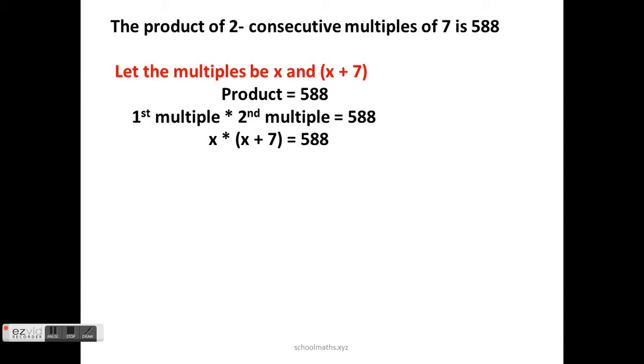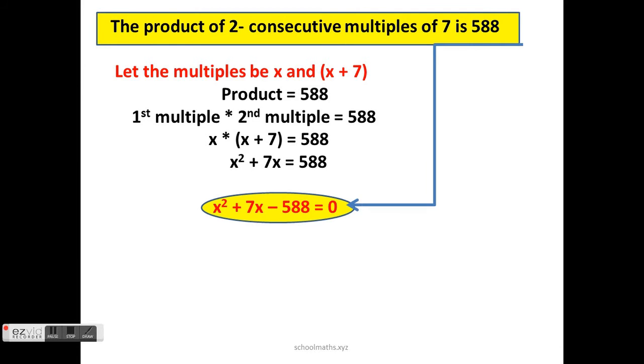Multiplying, bring the 588 to the left hand side. So this is a quadratic equation. x square plus 7x minus 588 equal to 0. See how the given statement has become an equation.